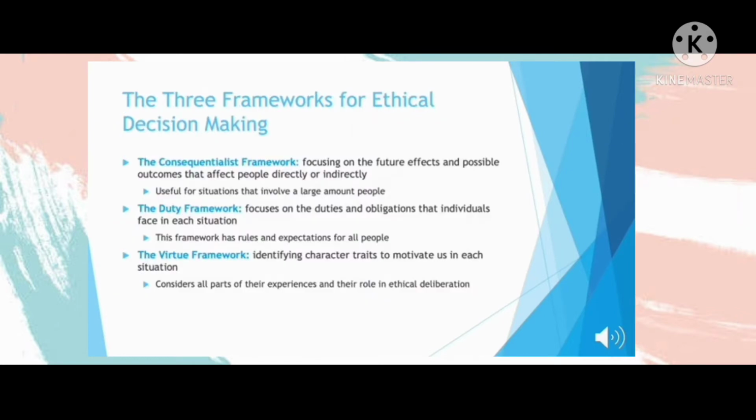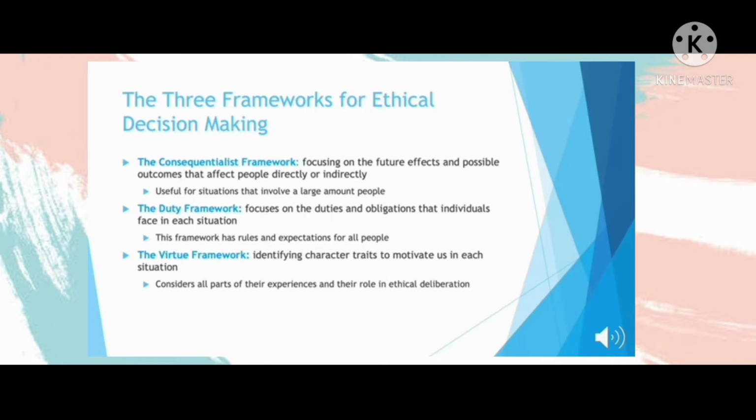So there are 3 frameworks for ethical decision making. The first one is the consequentialist framework, and this basically just focuses on the future effects and possible outcomes that affect people directly or indirectly. And this is useful for situations that involve a large group of people, but it's not always liked because people have to compromise.